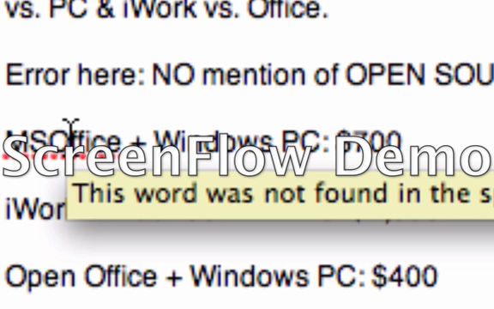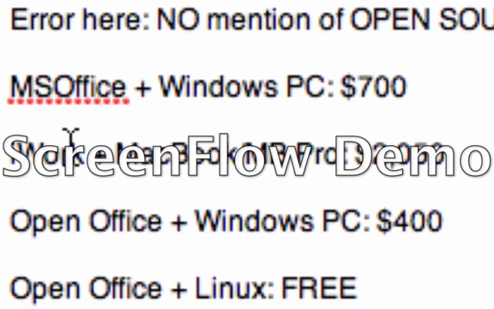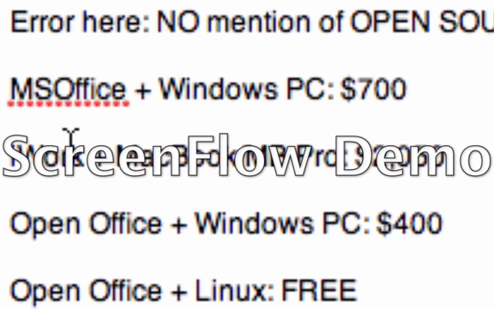Now, I'm assuming that your PC is roughly $500. So you put $200 for Office on top of that. Now, this is only an estimate. I know that the student and teacher edition is the cheapest, at least I believe it is, and that's $150. So $700 for the MS Office and the PC. iWork plus MacBook or MacBook Pro. I went with the MacBook Pro pricing of over $2,000, $2,050. And again, these are all guesstimates.